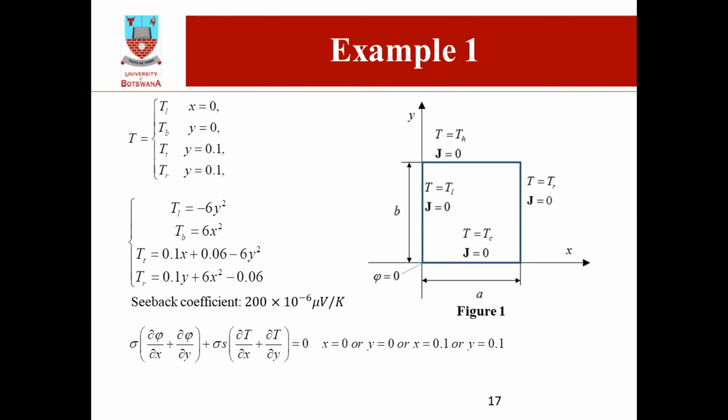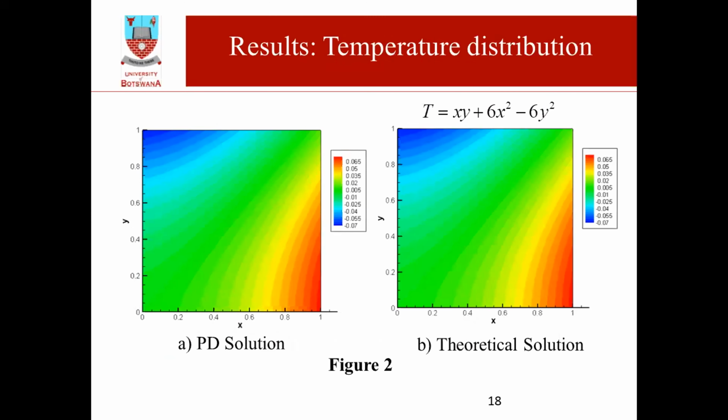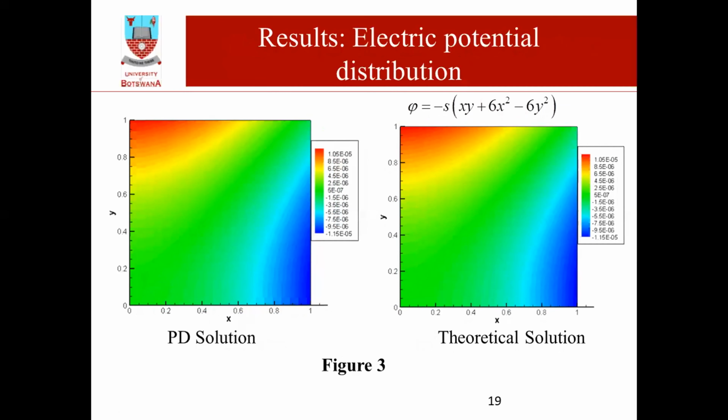In the first example, we have this model. We have different boundary conditions. We have two solutions. The first one is a peridynamic solution, and this one is a theoretical solution. As you can see here, they are in good agreement in case of temperature distribution. This is the distribution of potential. Again, they are in good agreement.